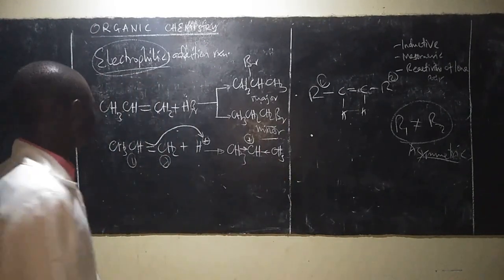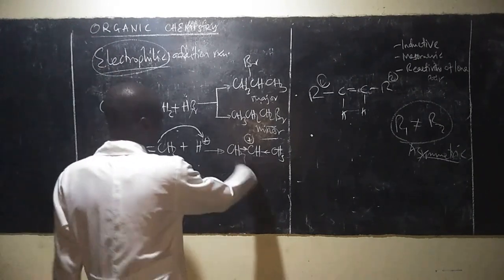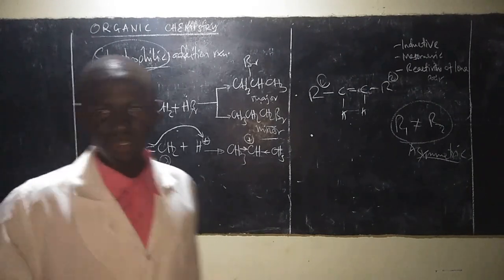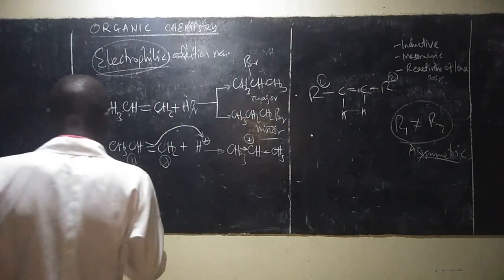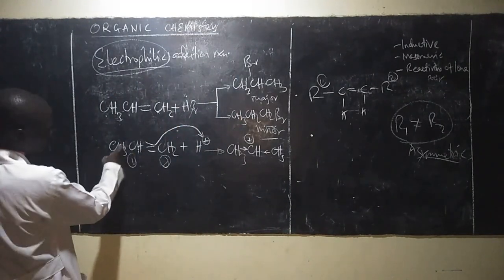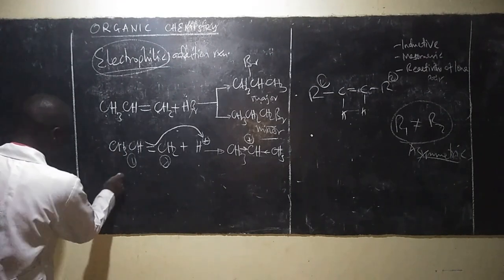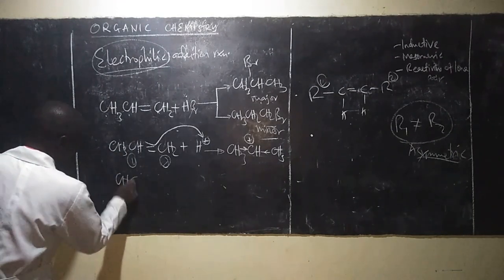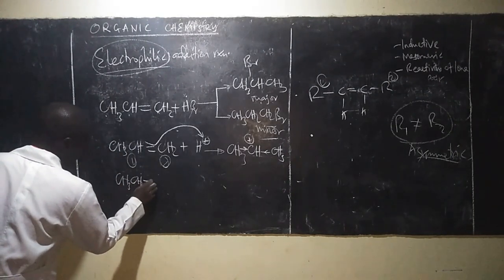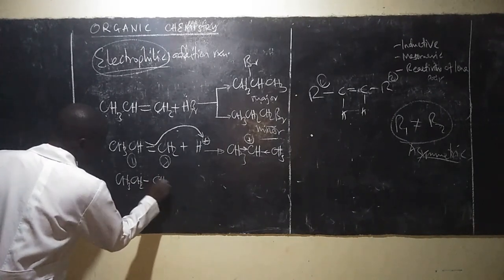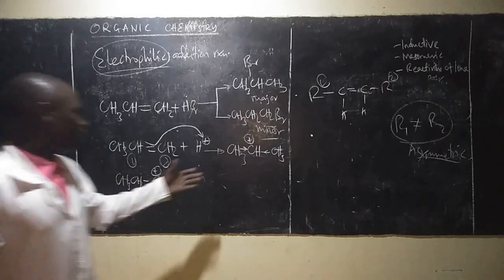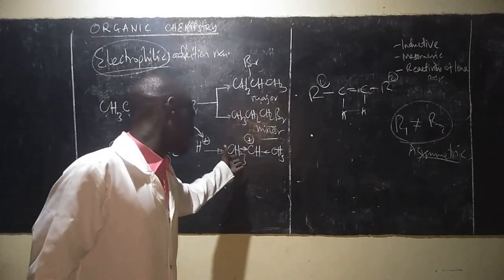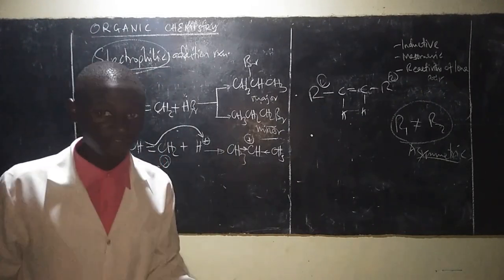Now, this one will be the major product because the carbocation formed will be stable as compared with the one where the electrons will be passing to this carbon. So we have CH3, then we have CH2, then CH2 positive charge. The strength of this carbocation and this one is different.